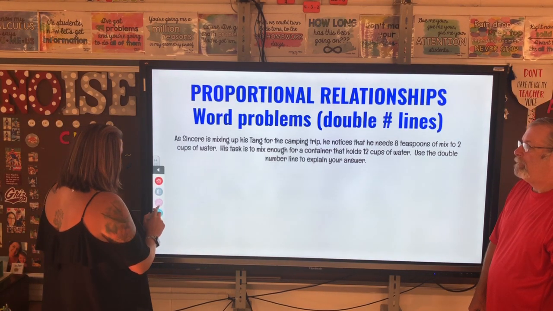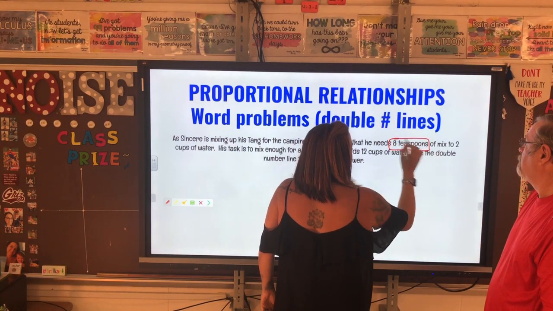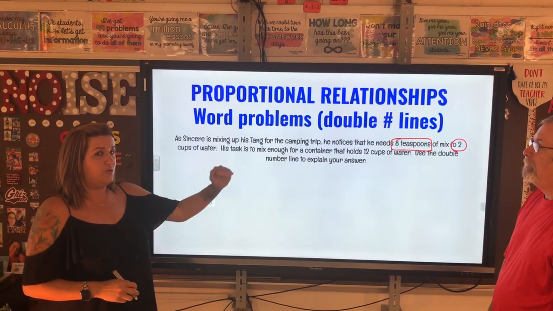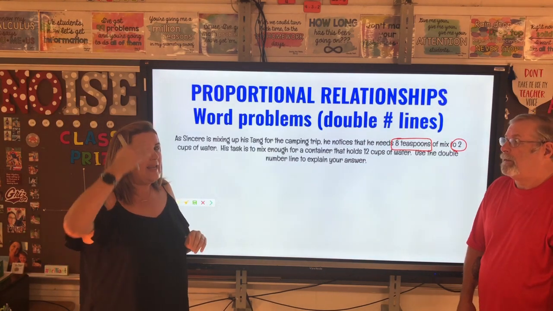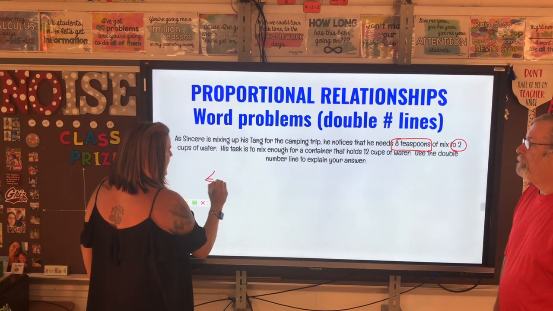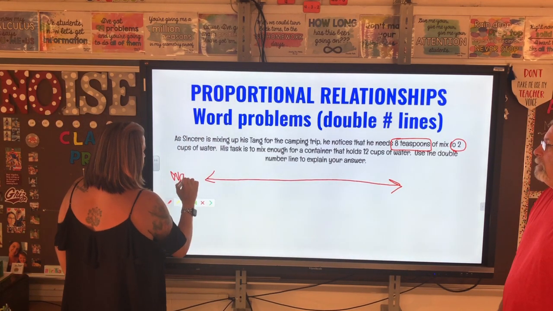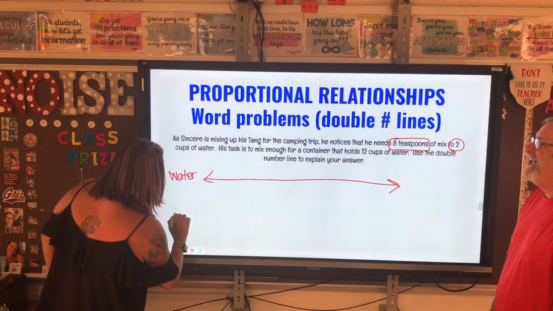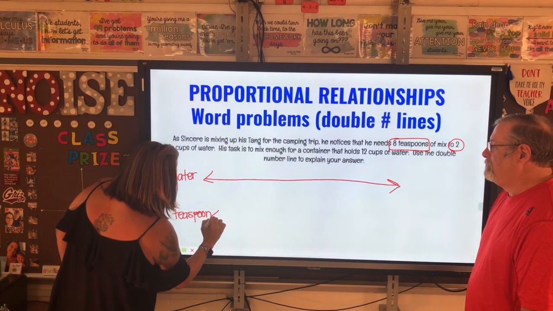So I look at the numbers as the original ratio that they gave me. So I need 8 teaspoons for every 2 cups of water, right? So I'm going to make a number line that's counting by 2s and then one that's counting by 8s. But it's important that you're lining up everything properly. So I'll show you what that looks like. So this will be water, and this will be the teaspoons.